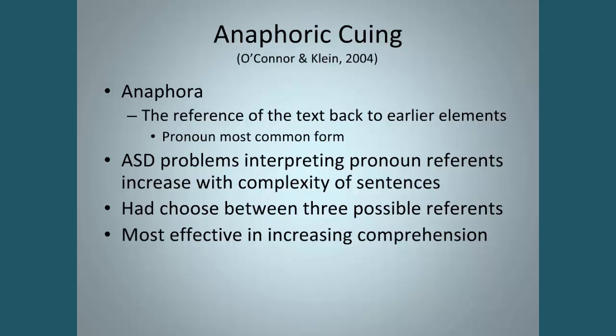He is John. And that kind of pronoun use is often very difficult for children with autism. They tend not to realize who the pronoun is referring back to. Other kinds of indefinite words are also hard for them. Something, someone, stuff, things like that. So what they did was they had them read sentences and then choose from 3 possible references, and it was the most effective in increasing comprehension.